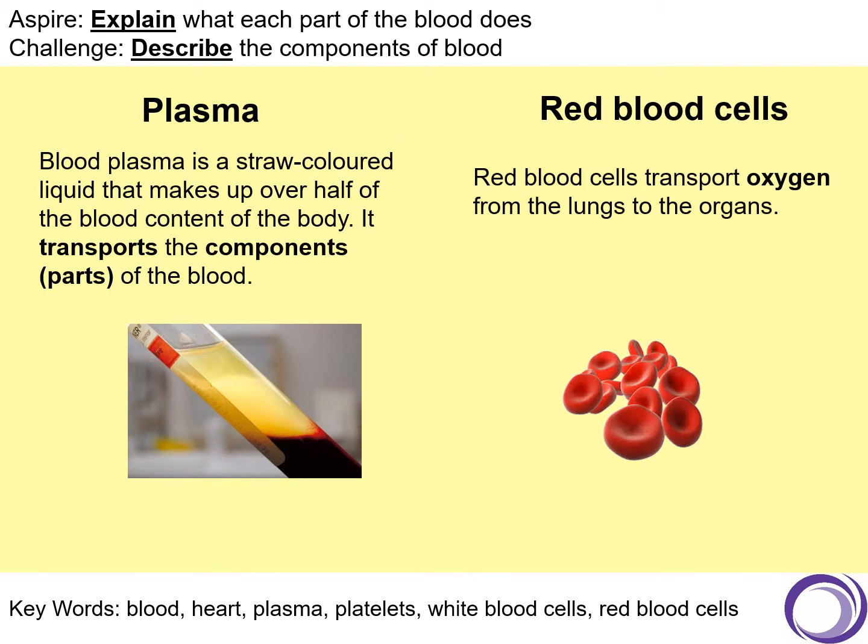Now, if we look at these individual parts of the blood in more detail, you can see that the blood plasma is a straw-coloured liquid and it makes up just over half, 55% of the blood content of the body. And the plasma transports all of the components of the blood. The other part, which might be familiar to you from last lesson, are the red blood cells. If you remember, they transport oxygen from the lungs to all the organs and tissues in the body.